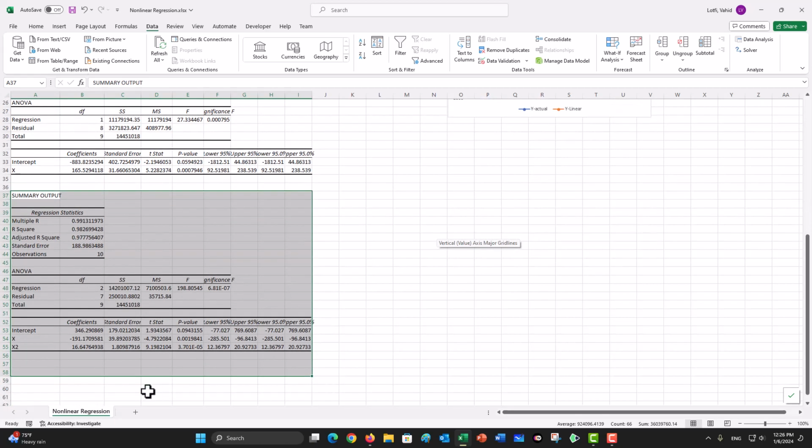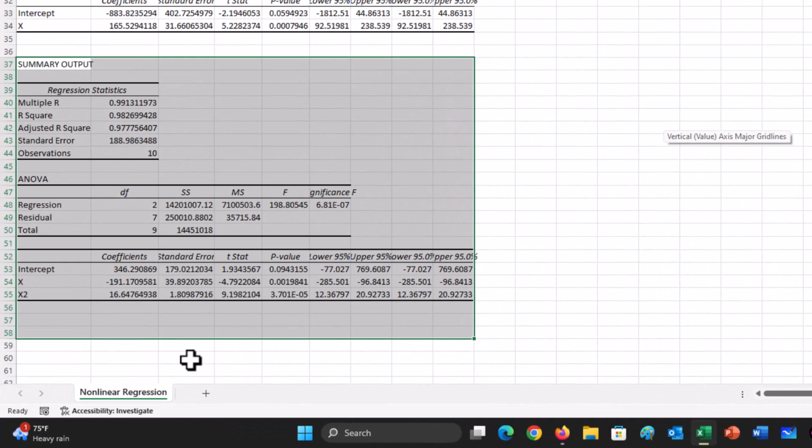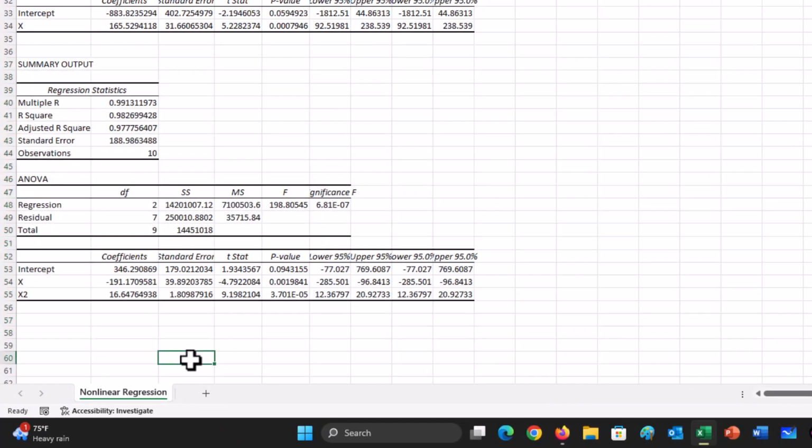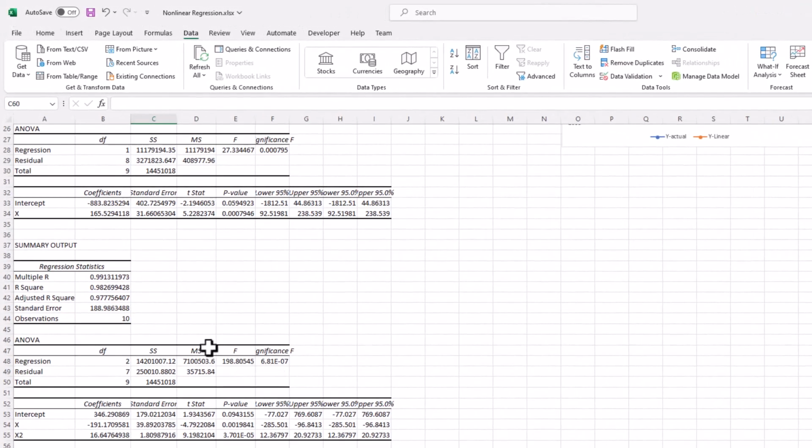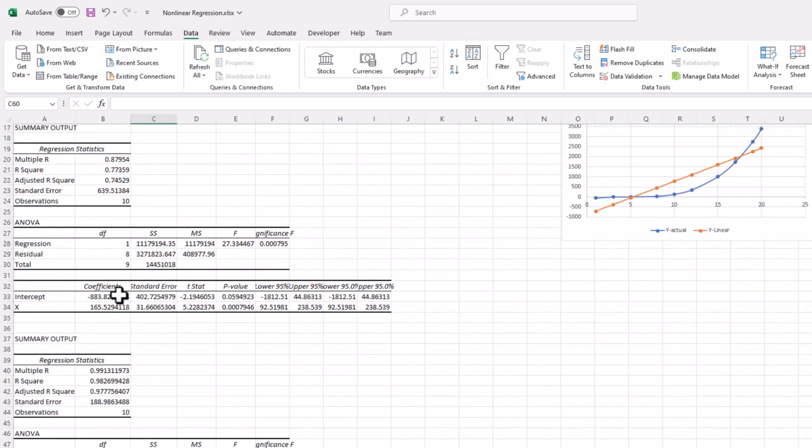So here we have the results of our quadratic function. Let's take a look at the p-value again. You can see that the p-value is much smaller than the p-value for the linear relationship. Let's take a look at the r squared. The r squared in this case is going to be 0.982 or 98.2%, compared to the r squared in the linear model, which was 0.77.